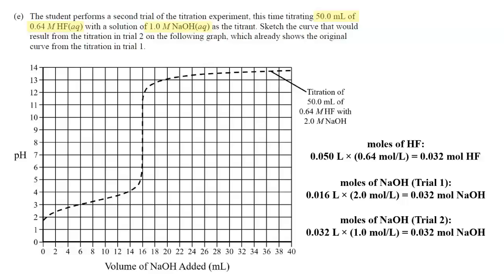0.032 liters or 32 milliliters times 1 mole per liter for the concentration, and that would give me that same amount of moles of sodium hydroxide. So what we're doing in trial 2 is that the titration curve will be shifted over to the right so that the volume of the titrant that is required to reach the equivalence point is going to be 32 milliliters.